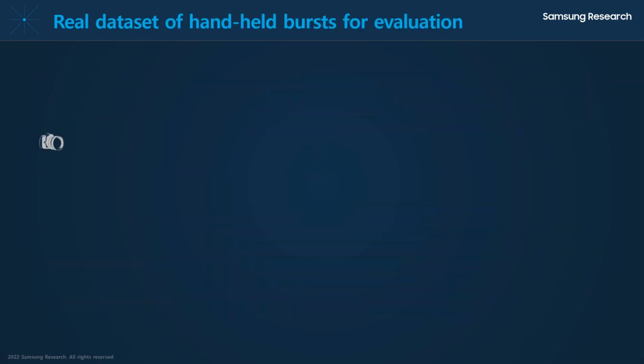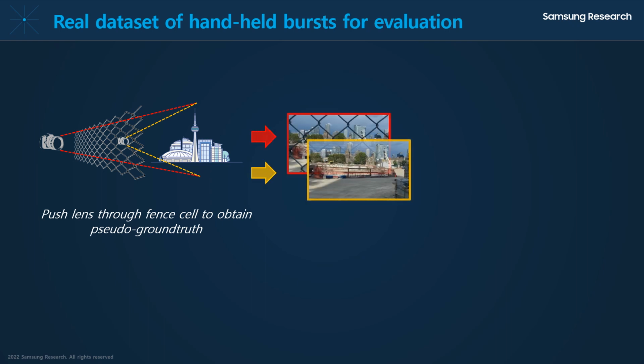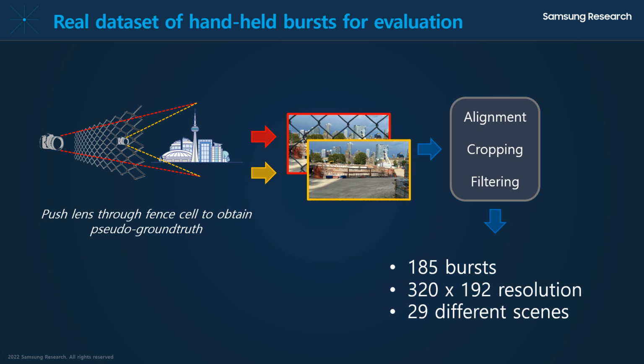One challenge we face is the lack of defencing burst datasets with corresponding ground truth. To quantitatively evaluate the performance of our algorithm and compare with other baselines, we collect a dataset of real-world handheld sequences with a fence and a corresponding background ground truth image without a fence. As we cannot physically remove a fence, we instead center our camera in one of the fence cells such that only the background is visible, and align patches from the obstructed and unobstructed images to generate a total of 185 bursts and corresponding ground truth keyframes.